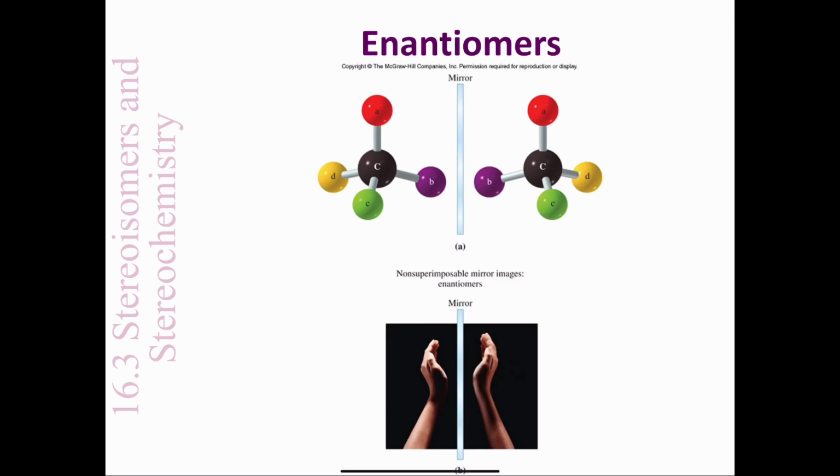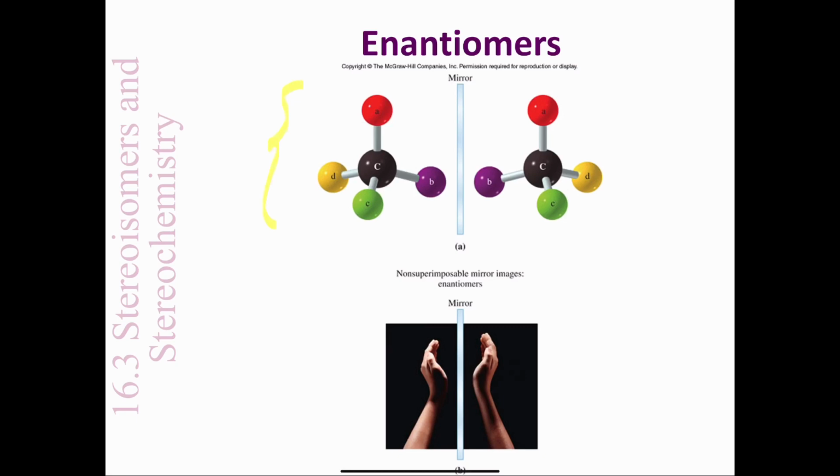If they were identical, they would be superimposable. That means that you can place the two molecules on top of one another, and every atom and every bond of the two will lie in the same place. If they cannot be superimposed, like these two molecules here, they are stereoisomers.